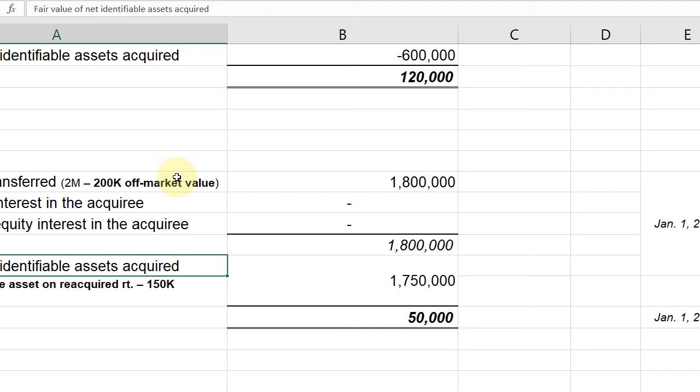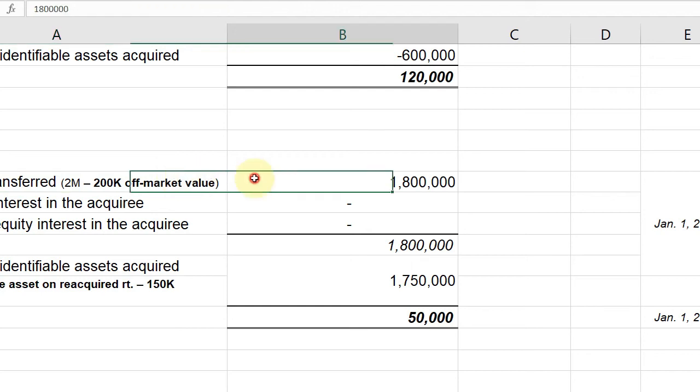Okay? Ma'am, bakit hindi nakasulat na off-market? Kasi minusin mo pa. Okay? So, that's the fair value at 300 minus the at-market value of 100. You'll get a 200,000 off-market value. Okay? So, yun yun. You need to deduct the off-market value from the consideration transferred. Okay? So, aalisin mo siya. So, we have 2 million minus the off-market value of 200,000. You get the total consideration lang dapat is 1.8. Okay? For the reacquired right.